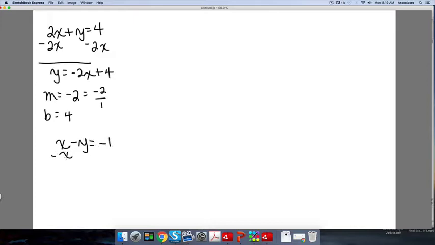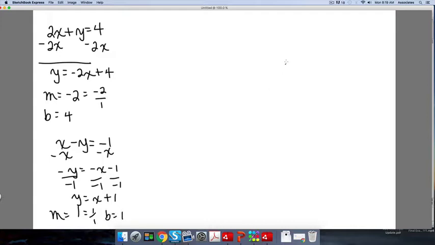Move the x to the other side. So I get negative y equals negative x minus 1. I'm going to divide everybody by negative 1 to make the y positive. So I get y equals x plus 1. So the slope is, remember the coefficient is 1, so I'm going to make it 1 over 1. And the y-intercept is also positive 1.